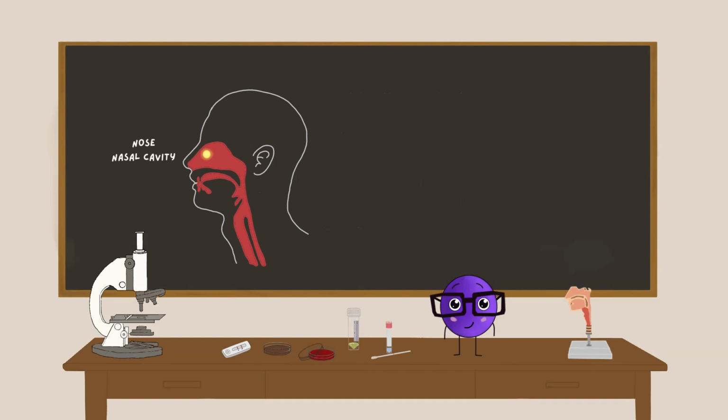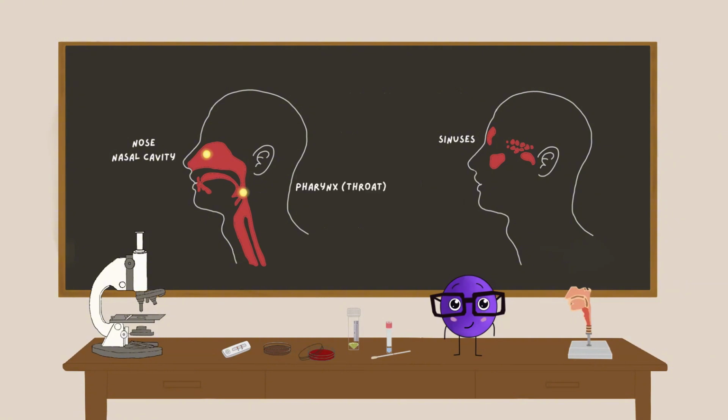The upper respiratory tract consists of the nose and nasal cavity, where the air enters and is filtered, warmed, and humidified. The sinuses, hollow spaces that produce mucus. The pharynx, also known as the throat, a muscular tube that connects the nasal cavity and mouth to the larynx and esophagus. And the larynx, also known as the voice box. This houses the vocal cords, produces sound, and protects the airway during swallowing.